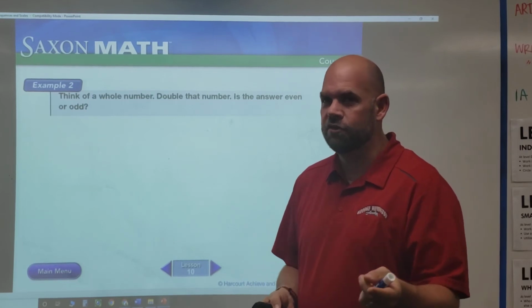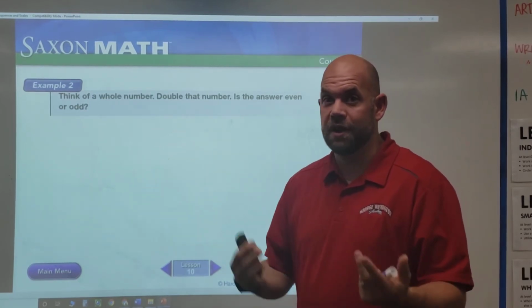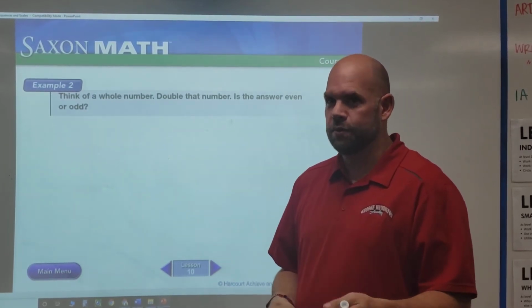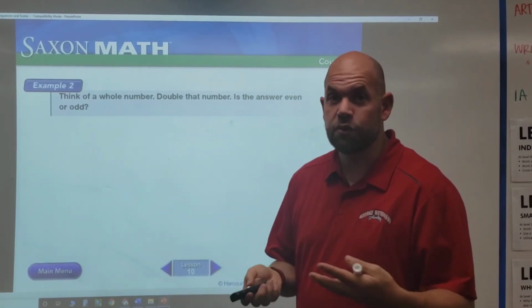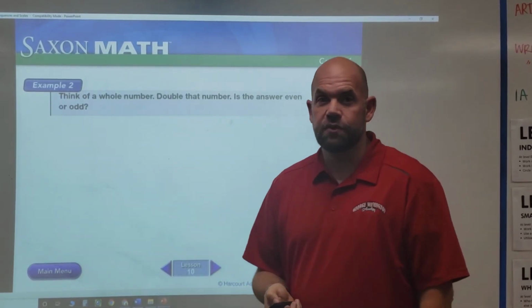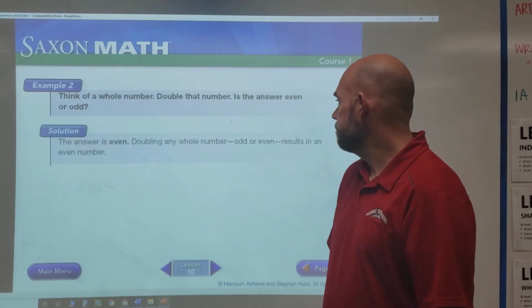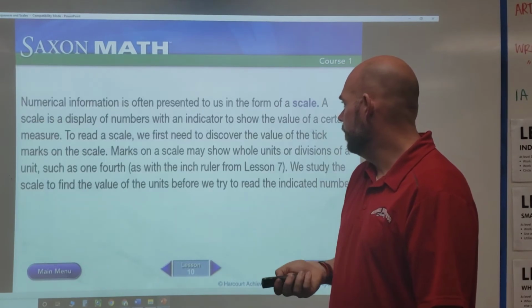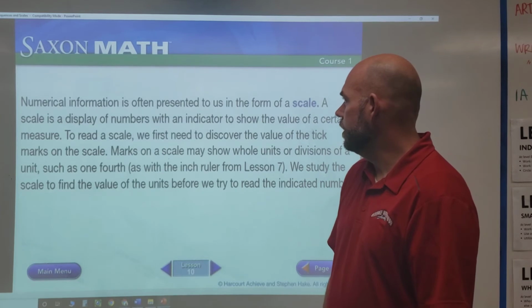Because remember, even numbers are any whole number that can be divided by 2. So if we multiply it by 2, it's always going to be an even number. So that's a way to check whether or not your number is even or odd. Okay? So double that whole number and it results in an even number.